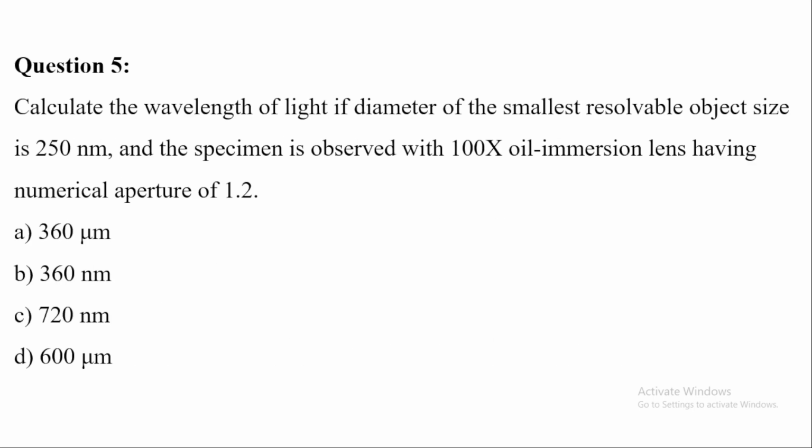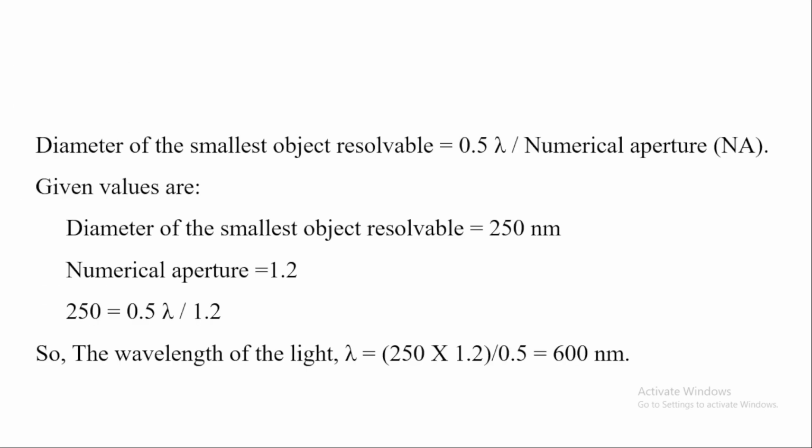How do we calculate the 0.5, where does it come from? It's not given in the question. It's in the formula, 0.5 lambda by numerical aperture, that is the formula. So it comes from the formula only. So 250 into 1.2 divided by 0.5, which is 600 nanometer.